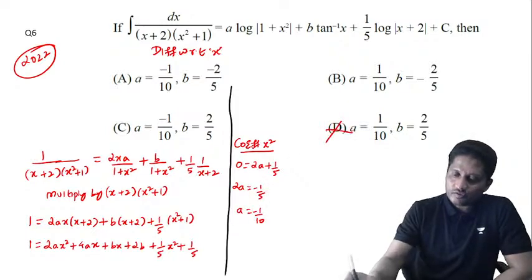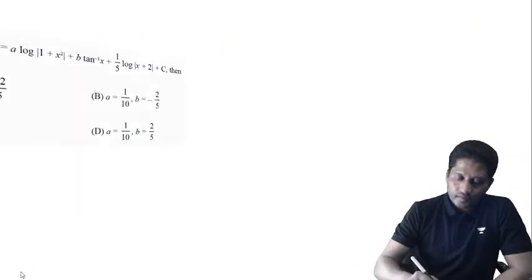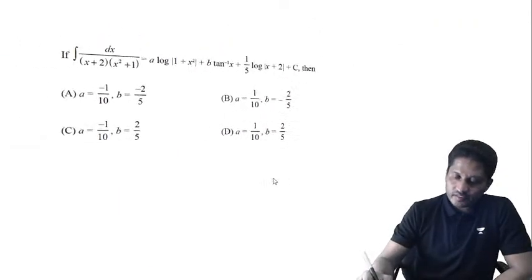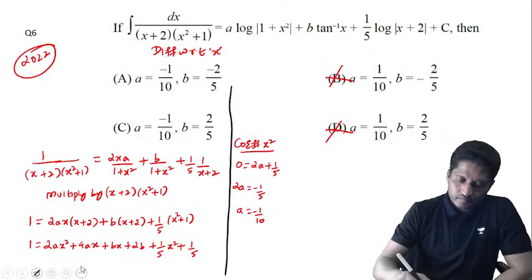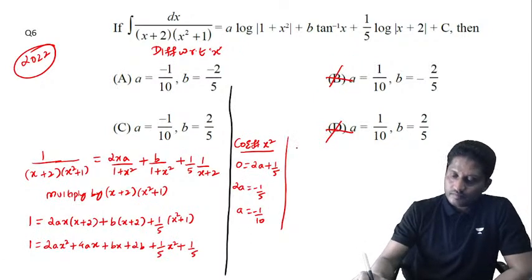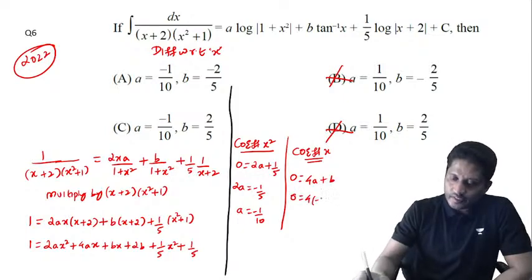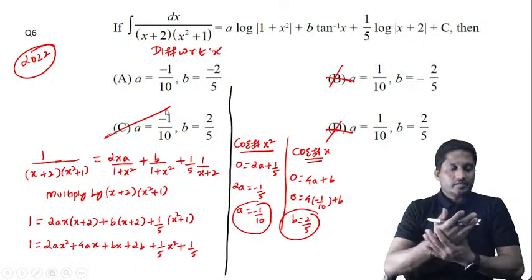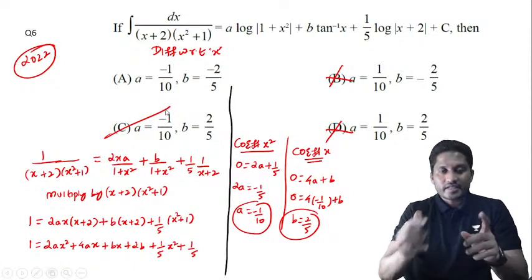So this means that this is ruled out, this is ruled out. If I equate the coefficient of x, 0 is equal to 4a plus b. 0 is equal to 4 into minus 1 by 10 plus b. b is equal to 4 by 10, which is 2 by 5. Okay, answer is option C only. This was asked in KCET 2022.